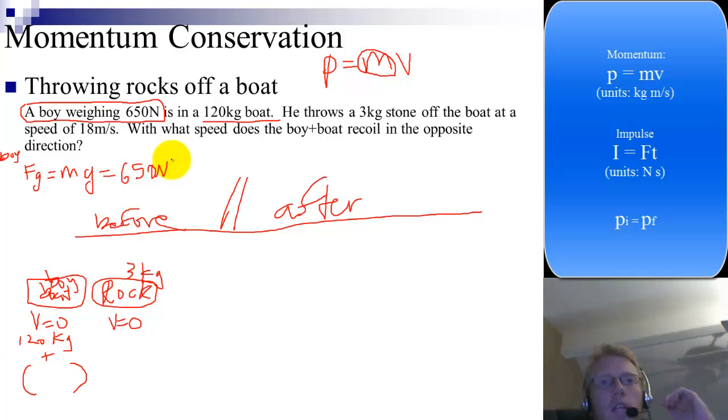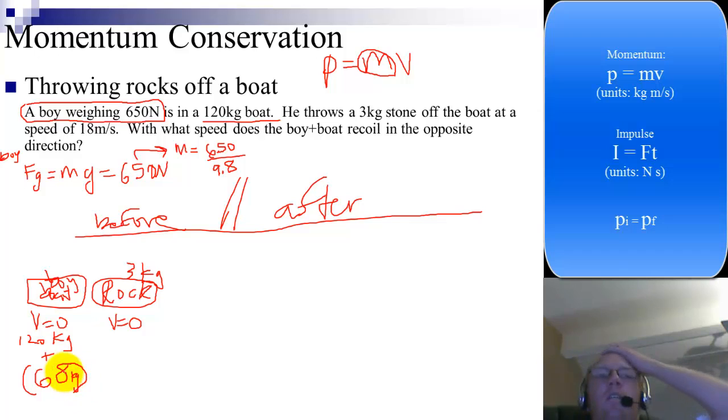So we should calculate how much the buoy weighs first. So right here, let's figure out the mass. The mass is 650 divided by 9.8. You guys should all be comfortable doing this by now. Divide both sides by g, so 650 over 9.8. That's a little bit more than 65. I'm going to just write 68, and you're going to use your calculator and verify exactly how much that is. So the total mass here is 120 plus 68. Total mass here is 3 kilograms.